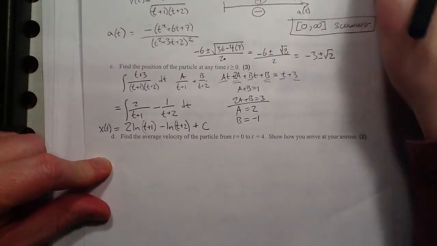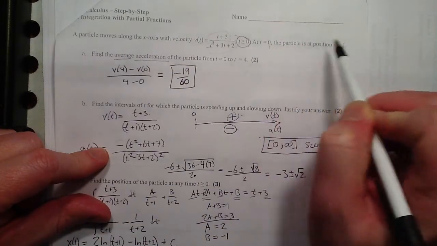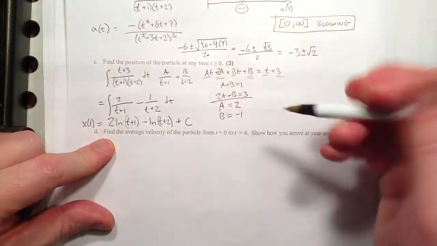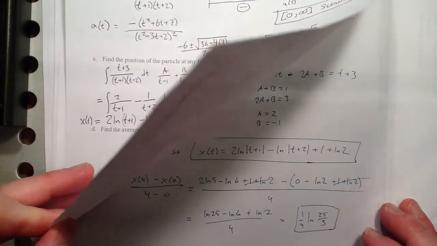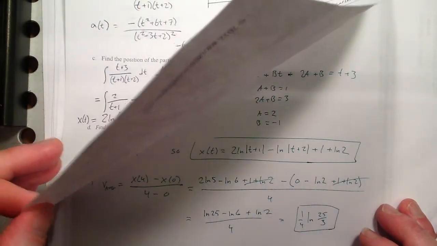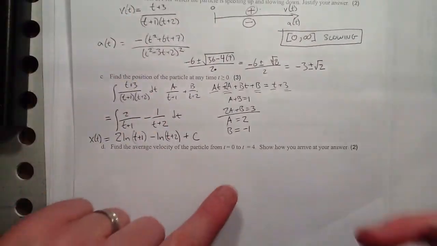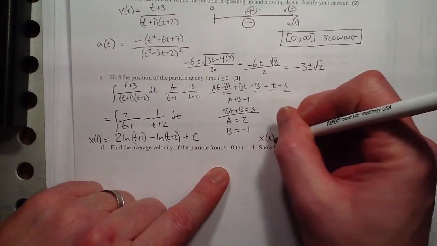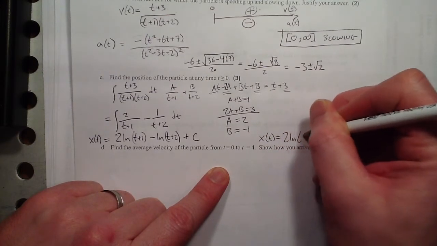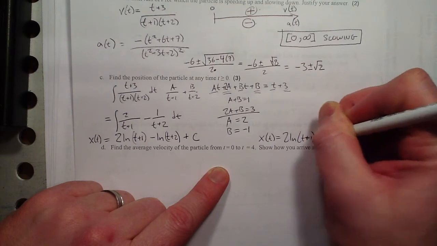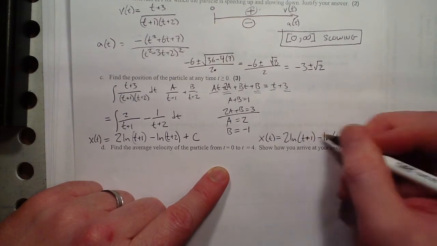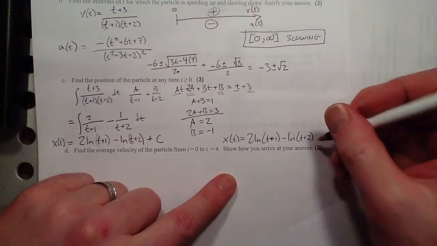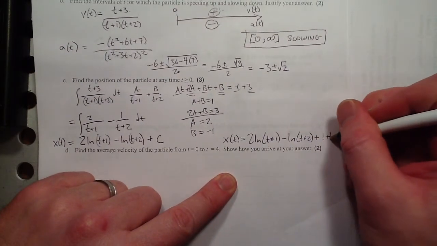Now they gave us a point, 0, 1, so I'm supposed to solve for c here. So plugging 0 in here and solving for c, I'll let you do that. You should get a c of 1 plus the natural log of 2. So that means my position function finally is 2 times the natural log of t plus 1 minus the natural log of t plus 2. You could consolidate those by division if you wanted to, plus 1 plus the natural log 2.